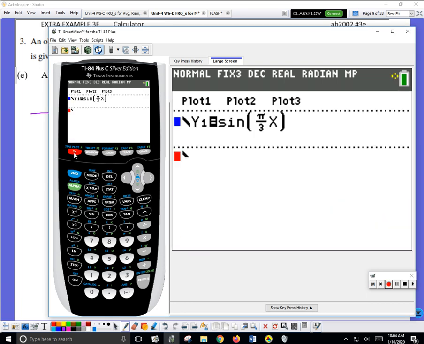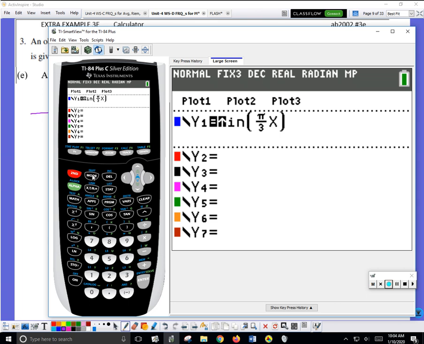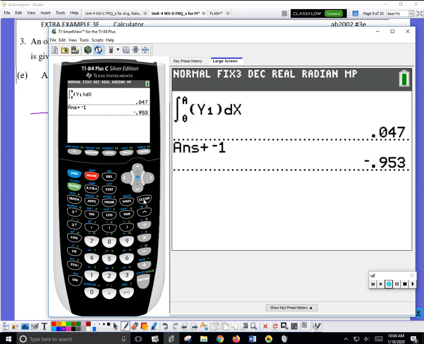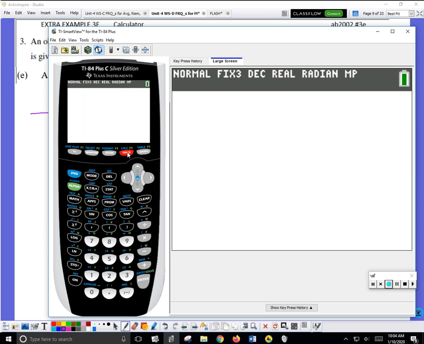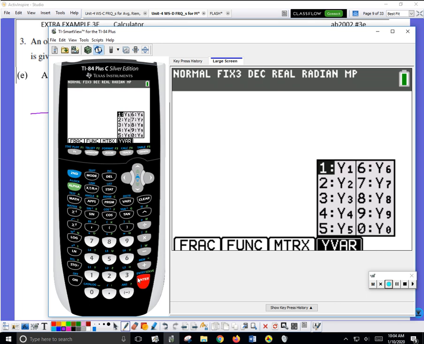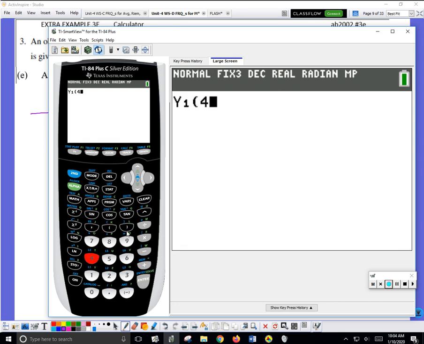Okay, so now I have the correct formula. I go to the main screen of the calculator and I simply say I want the velocity, which is in y1. I want that velocity at time 4. Negative 0.866. Anyone need me to do that again?